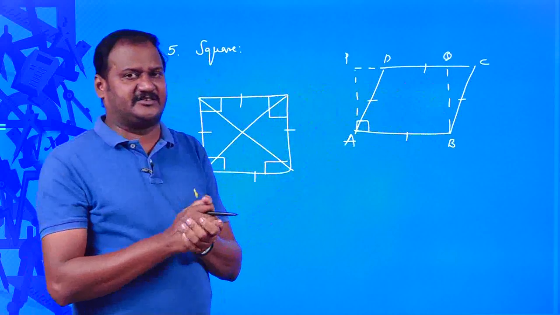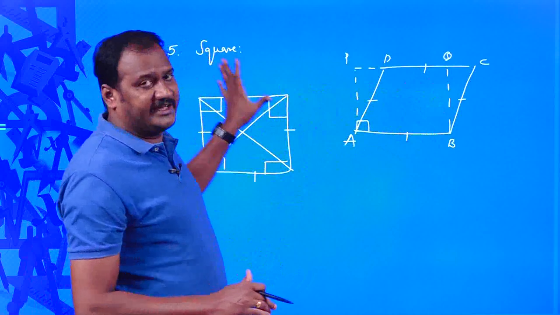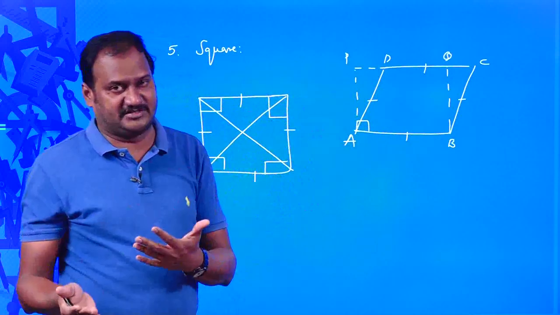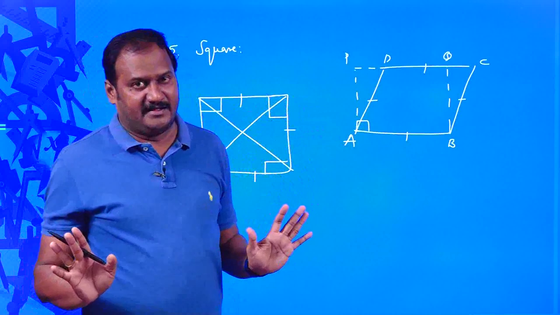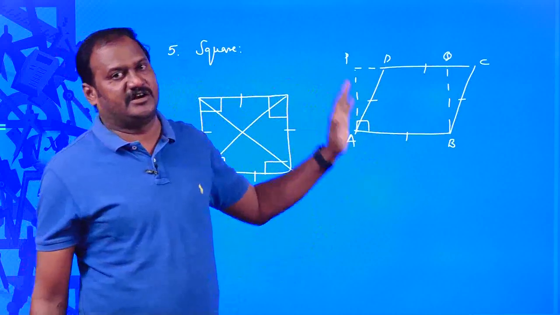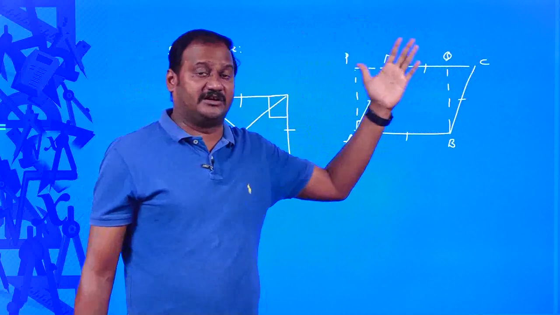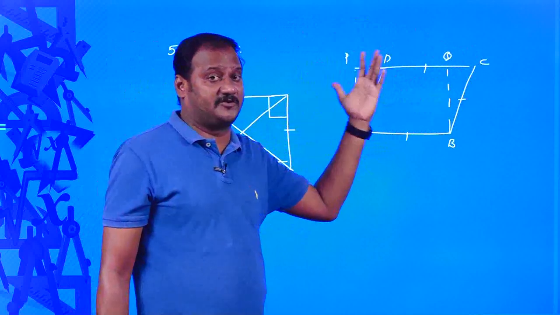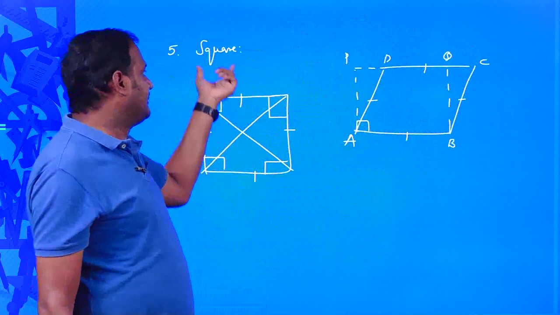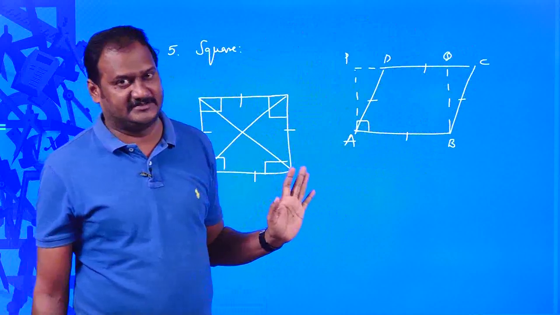So, in fact, you can say one thing, that a square is the combination of a rectangle as well as a rhombus, as simple as that. Understand? So, here every property will be satisfied. What are all the properties of a rhombus, and what are all the properties of a rectangle will be in one quadrilateral, that is a square, as simple as that, right?